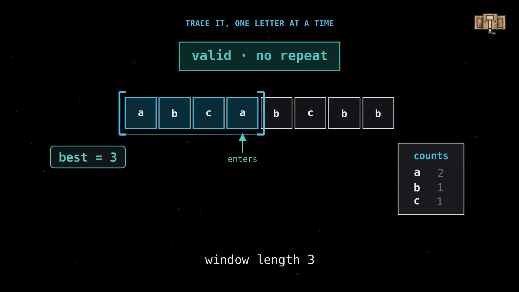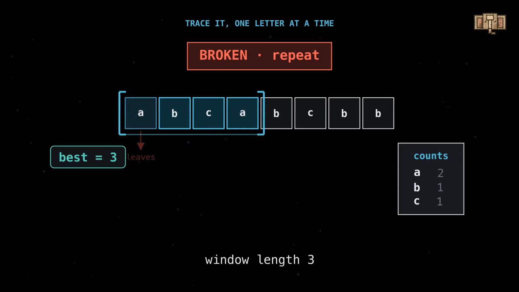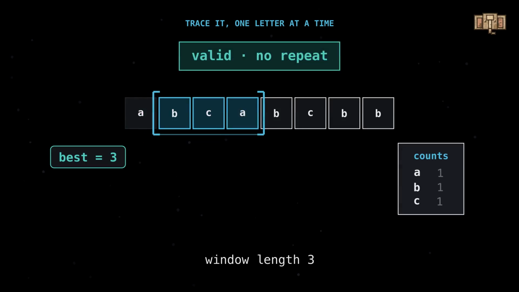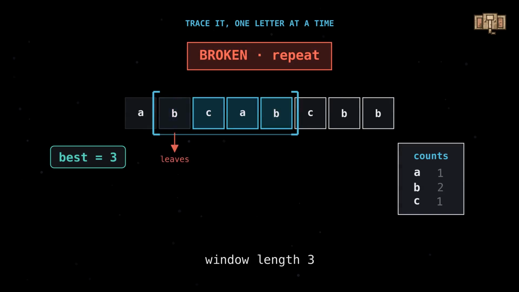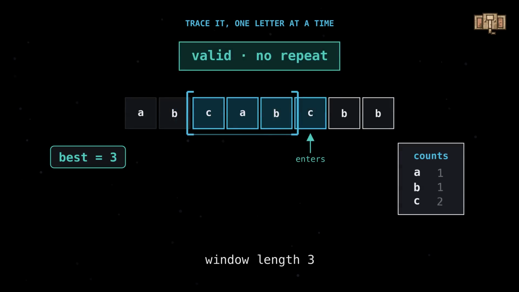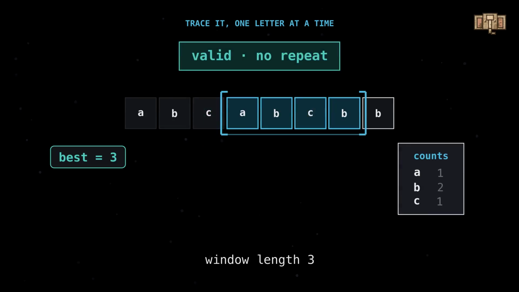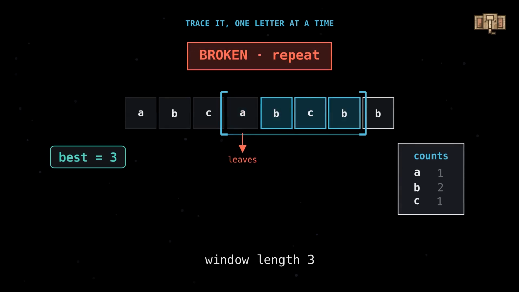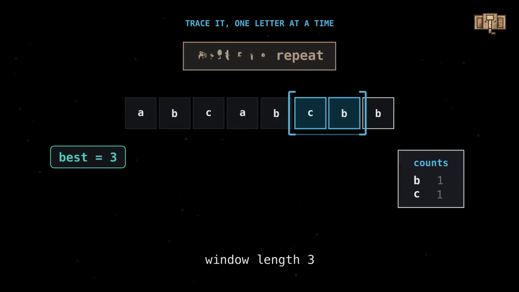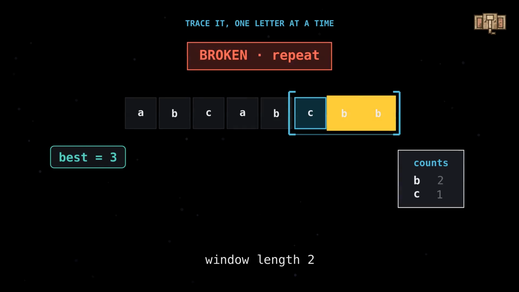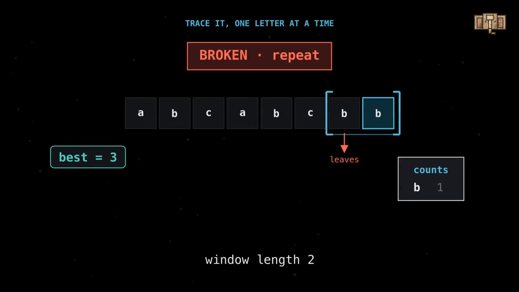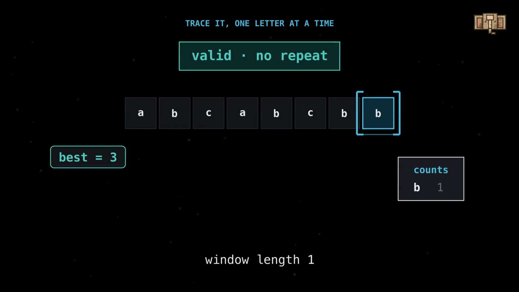A again, but an A is already inside, so the promise breaks. Shrink from the left, drop the old A, and we're valid again. B repeats, so shrink and drop the B. C repeats, so shrink and drop the C. B repeats, drop the A, still a repeat, drop the B too, length 2. B again, shrink twice more, length 1. The longest valid window we ever saw was 3, and we found it in a single left-to-right pass.